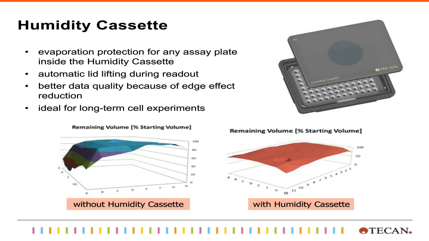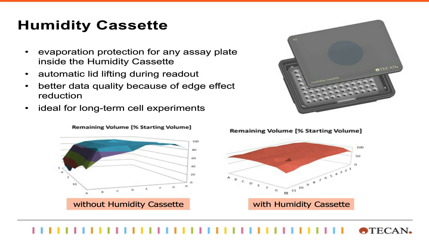The patent-pending humidity cassette is designed to reduce evaporation in standard microplates. It minimizes so-called edge effects, which are common problems during long-term experiments when fluid evaporation occurs in the border wells. There are some dedicated plate types that have fluid reservoirs around and in between the wells to create a humid microatmosphere to maintain a more or less constant volume of the sample fluid inside the wells over time.